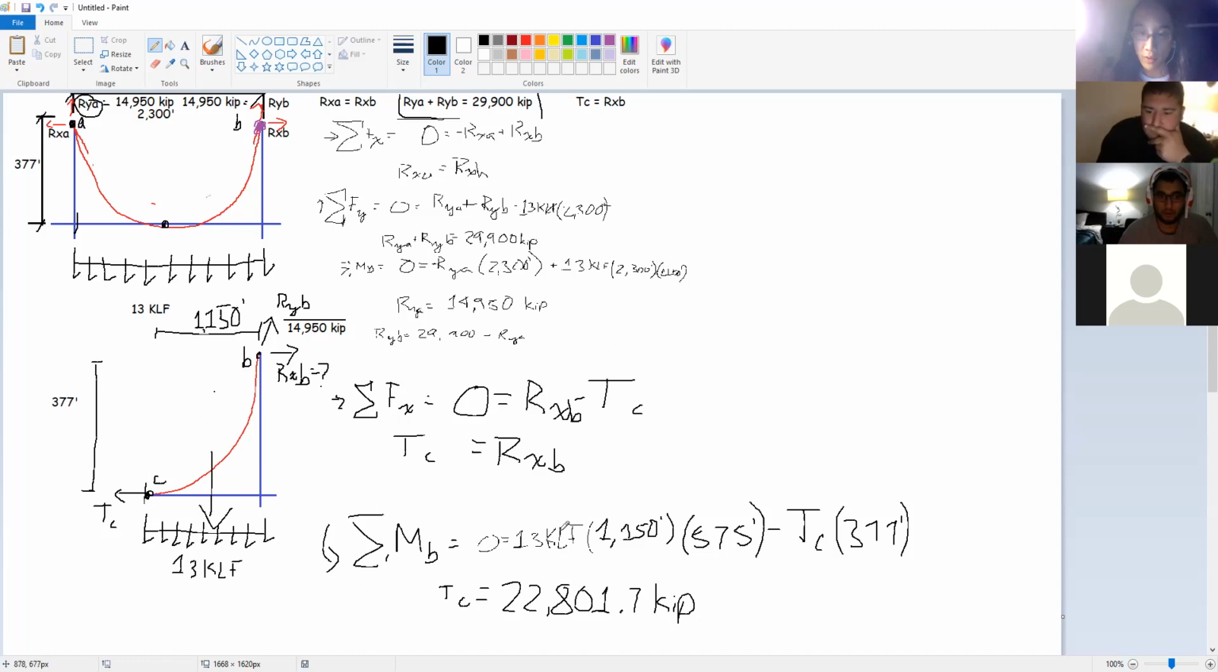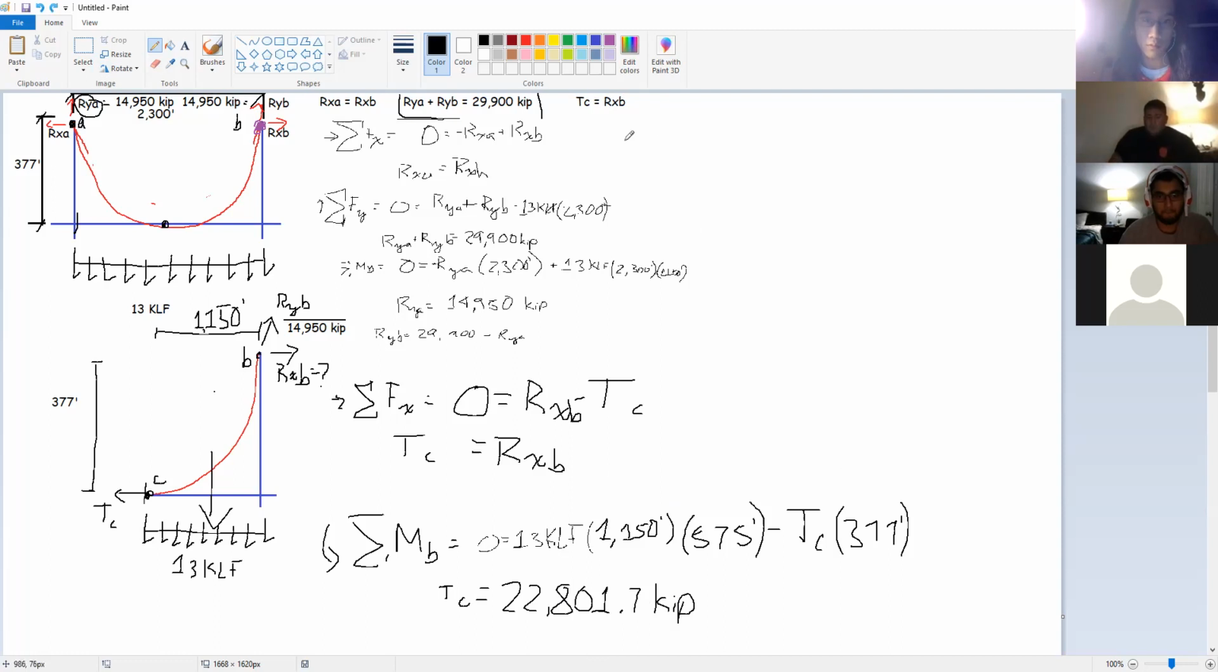So you see right here, we have KLF times foot. So this becomes kip feet. And this is an unknown times feet, right? So once this is on the other side, we divide by the feet. We're just left with kip. And even if we didn't write those out, just remember it's a force. It has to be just like kip. So 22 kips.